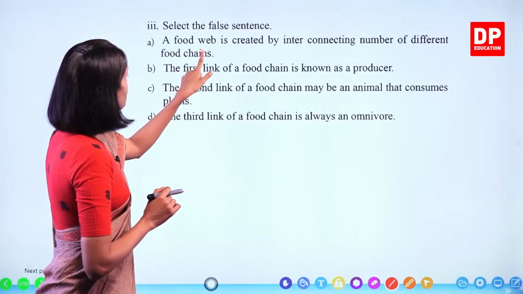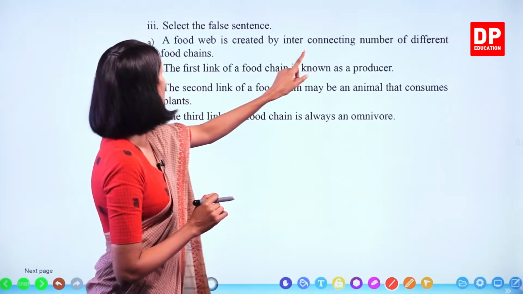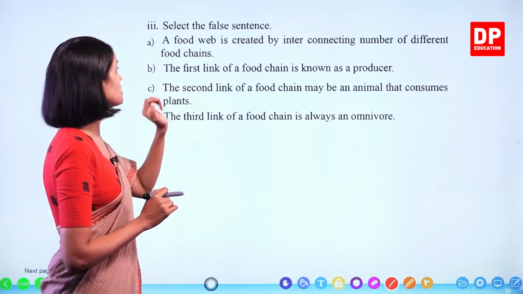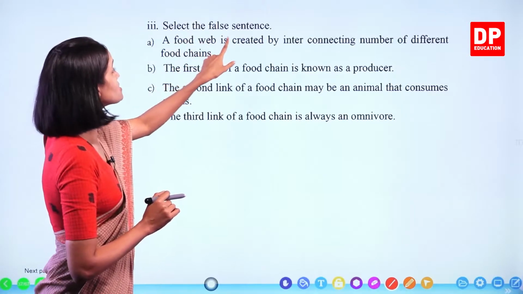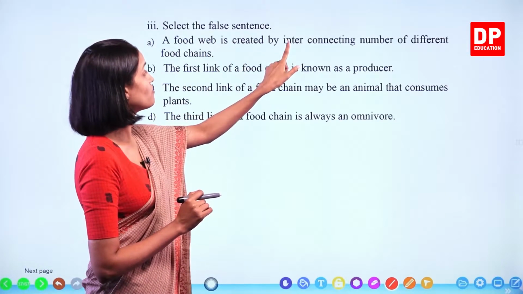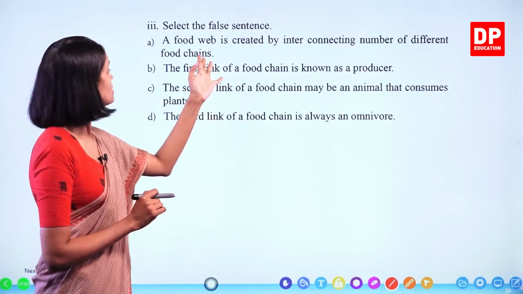Number 3. Select the false sentence. A food web is created by interconnecting number of different food chains. You have to select the false one, right? A food web is created by interconnecting number of different food chains. This is correct, right, children?